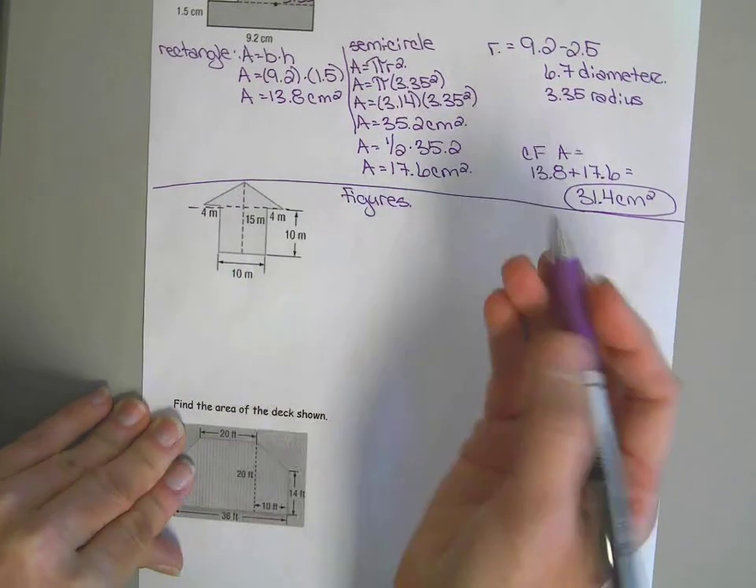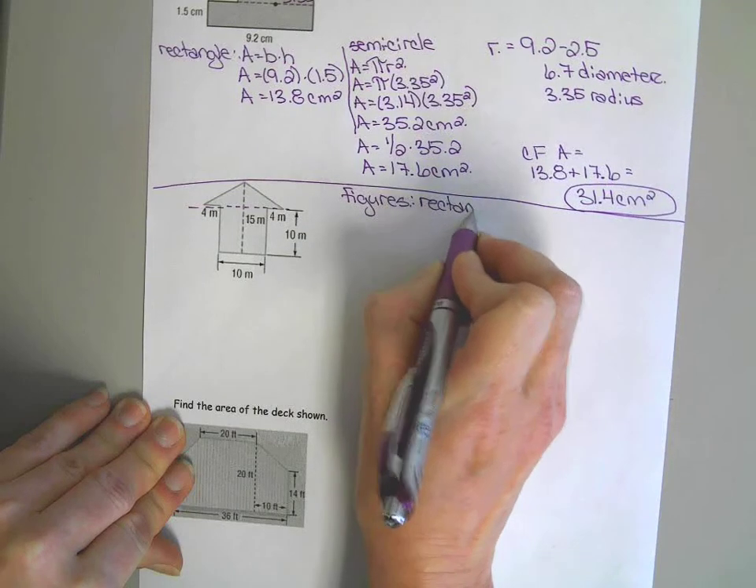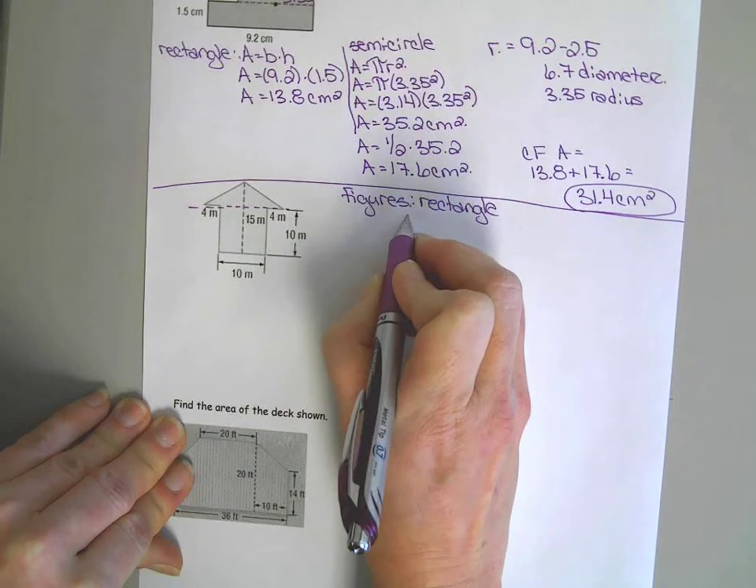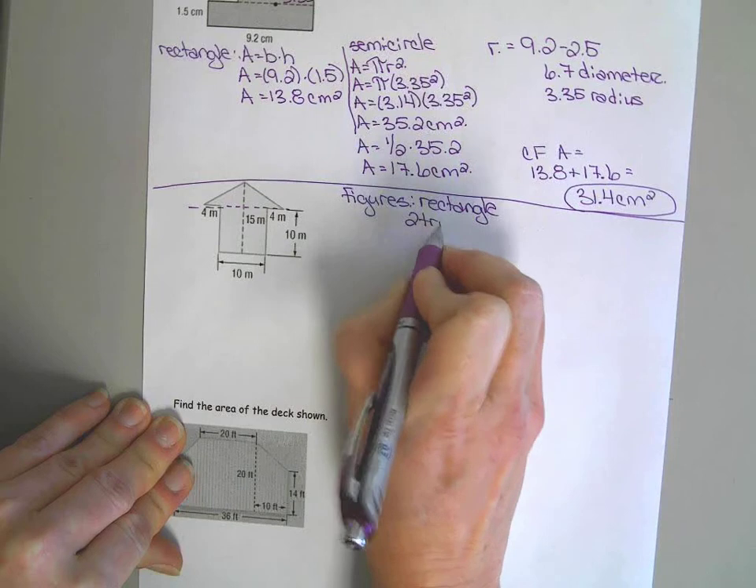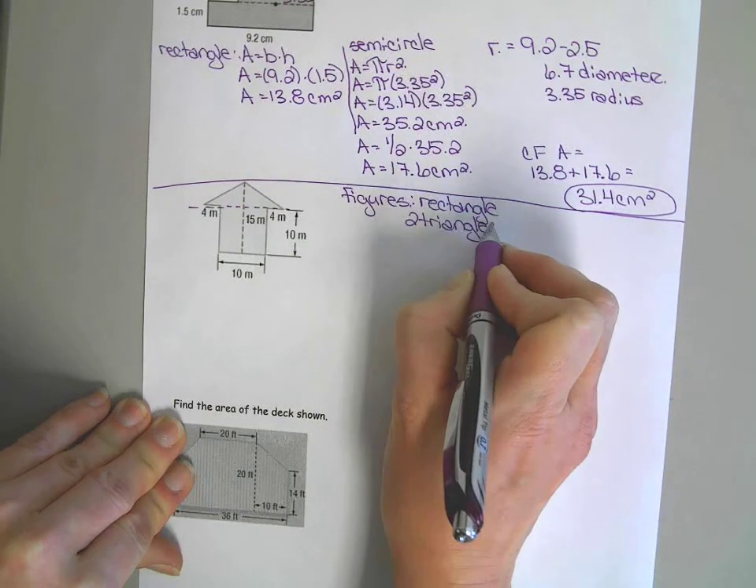So we have a rectangle and 2 triangles, or 1, depending on how you want to solve it.